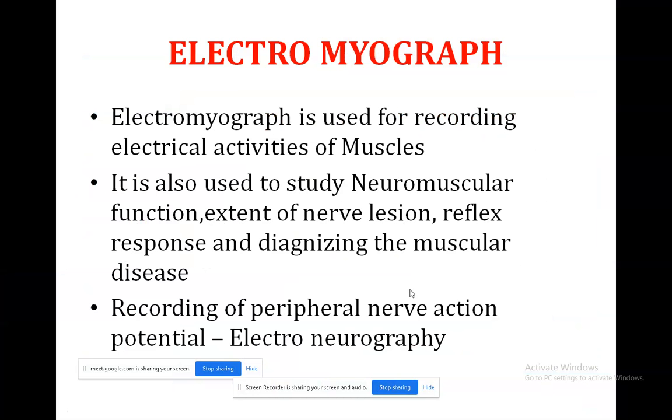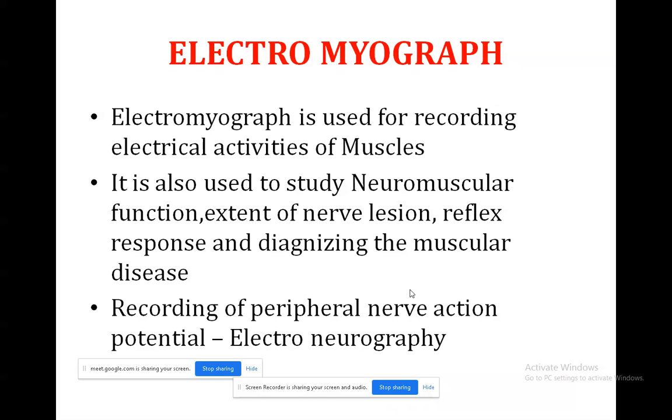An electromyogram, or myograph, will be used for recording the electrical activities of muscles. Here we are going to study the neuromuscular function. That means below the muscle you will have nerves, so that nerve functionality will be studied by using the electromyograph. It is used to study neuromuscular function and the extent of nerve lesion.